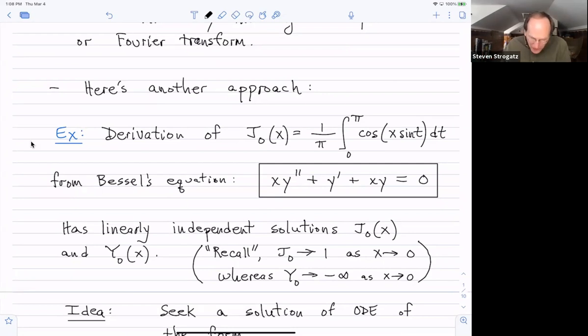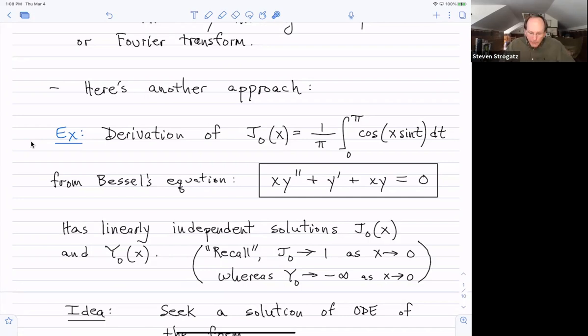Anyway, J0 is the solution of this equation that stays bounded as x goes to 0. The traditional way of dealing with this equation would be to plug in a power series and look for a power series solution for the form of y, and then just pop that in and calculate all the coefficients of those power series.